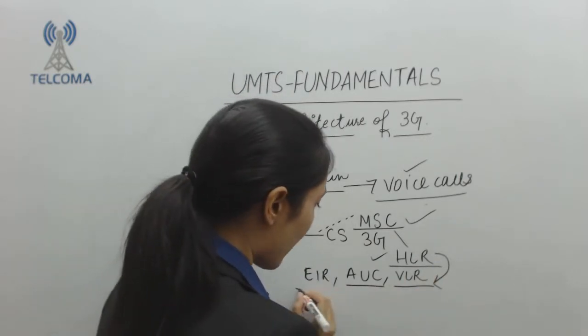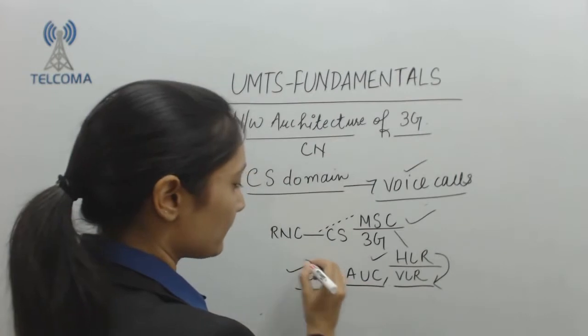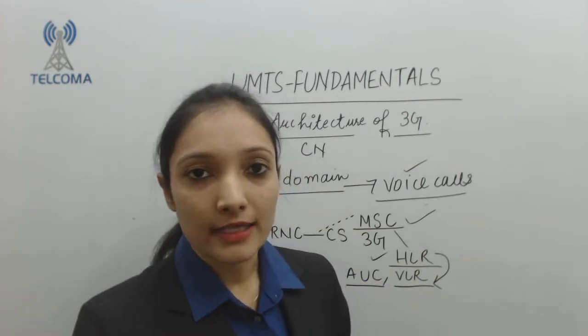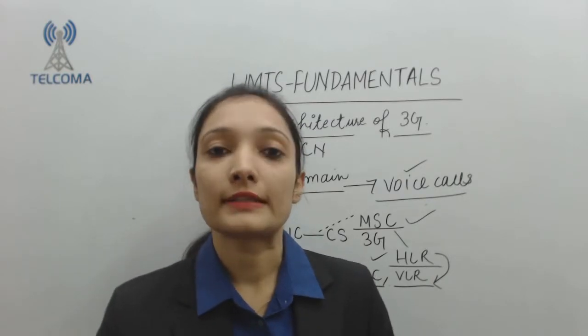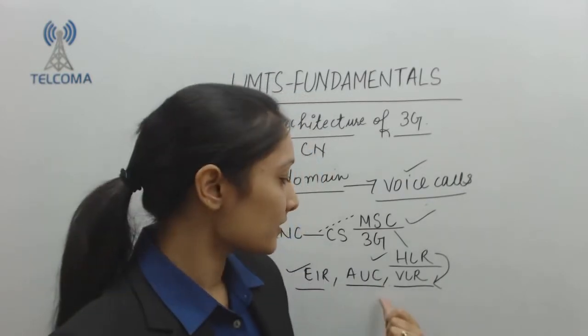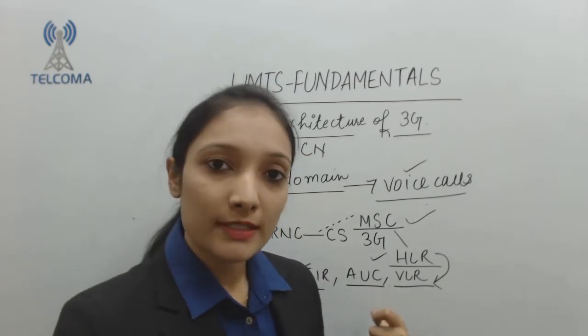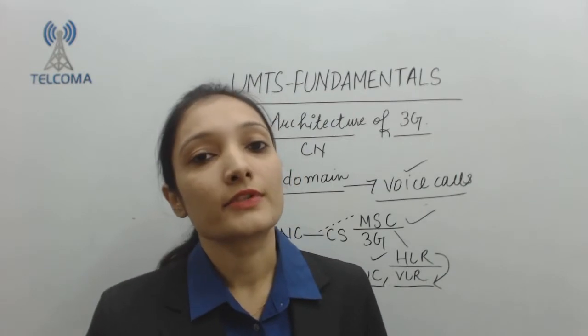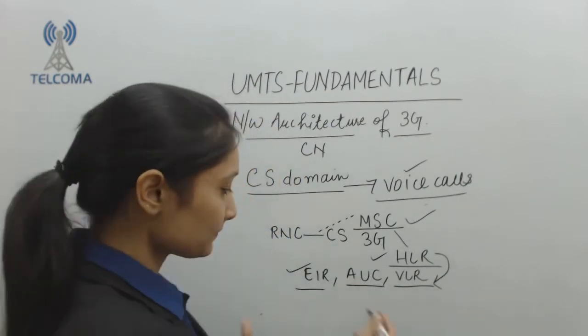Now, after that, we have the Authentication Center and the EIR. AUC refers to the Authentication Center. That means it is responsible for authenticating or validating a particular user. It's maintaining some authentication keys on the basis of which it will check whether the user is allowed to access the services or not.